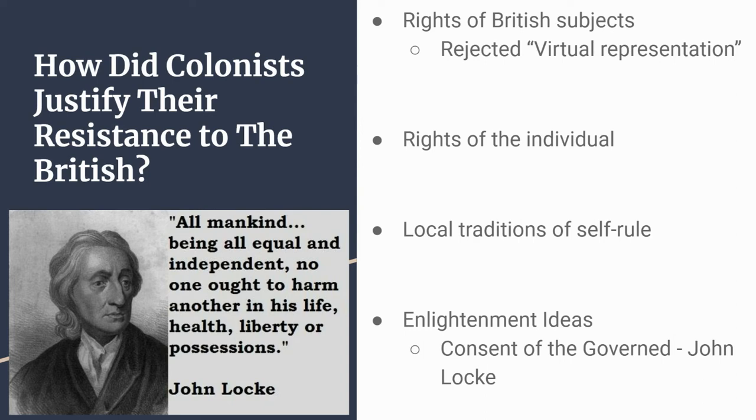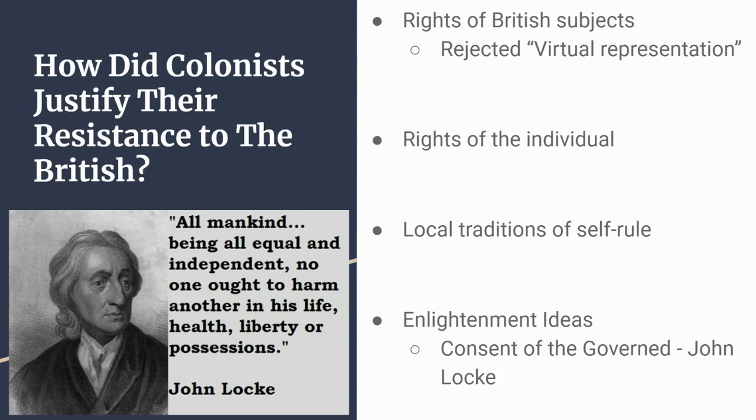So, first of all, they see themselves that they should have more rights because they are British, right? Britain has this idea of something called virtual representation, which is that Parliament is supposedly acting in the best interest of all of their subjects, even if those people don't have representation. And the colonists in the Americas are not going to think that that's a good idea. They want to have seats in Parliament themselves. So they're going to reject this idea that they're being represented.